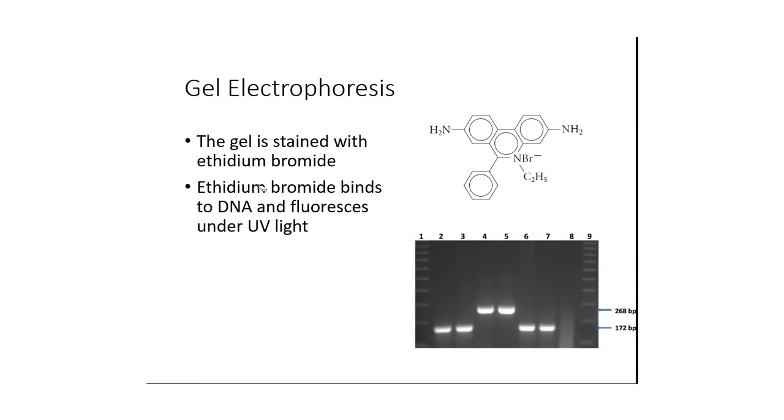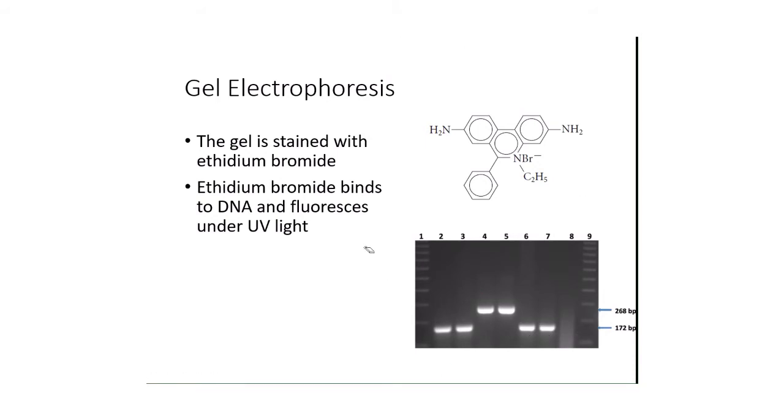Because ethidium bromide inserts itself into DNA, it is actually considered a mutagen. Okay, you don't want to be handling this stuff without the proper protective equipment. So you want to wear gloves, and you don't want to get it onto your clothing, so wear lab coats and stuff like that, right? But once you soak the gel in the ethidium bromide, you will be able to put the gel under a UV light, and you will be able to see exactly where the DNA is located.